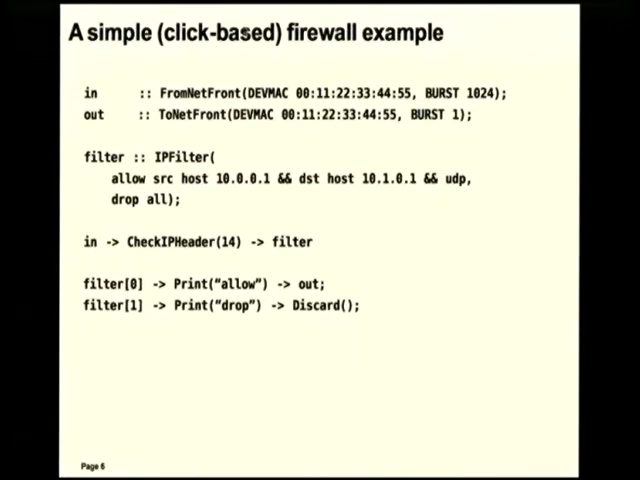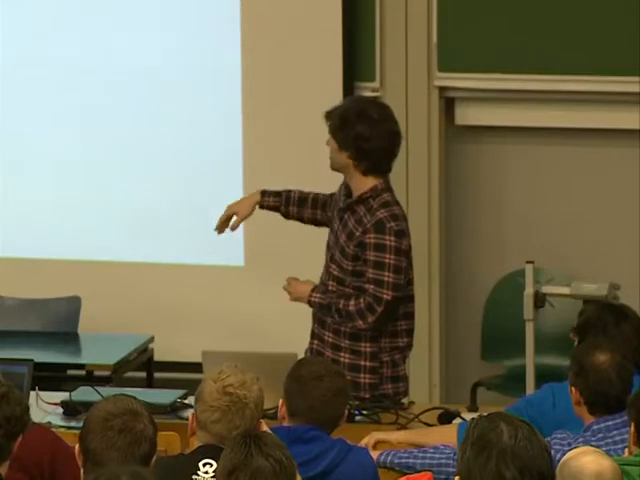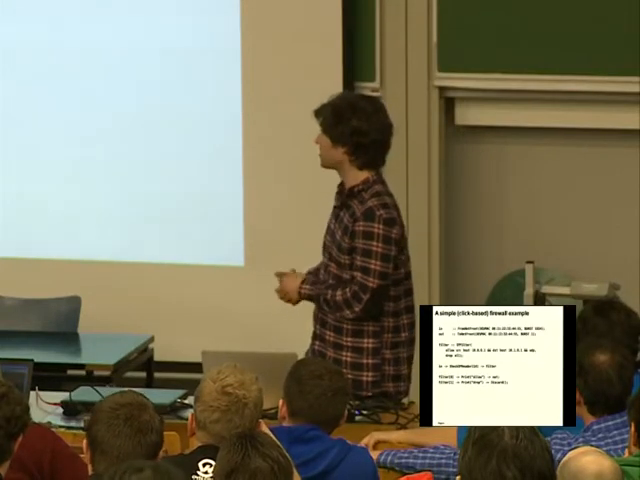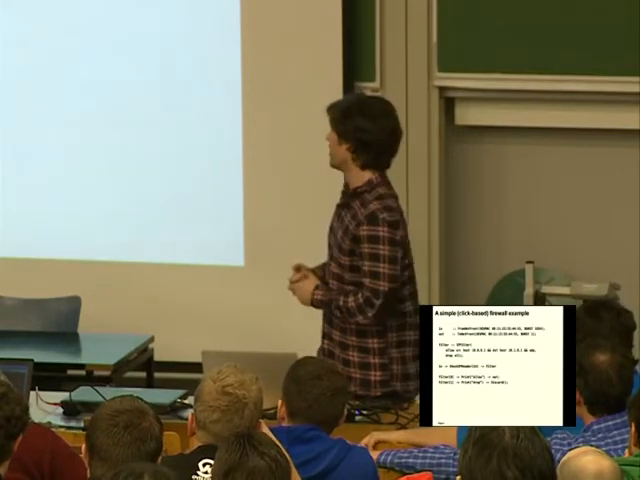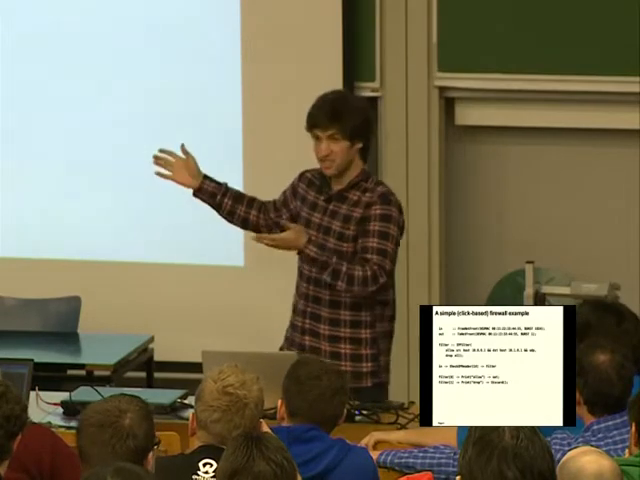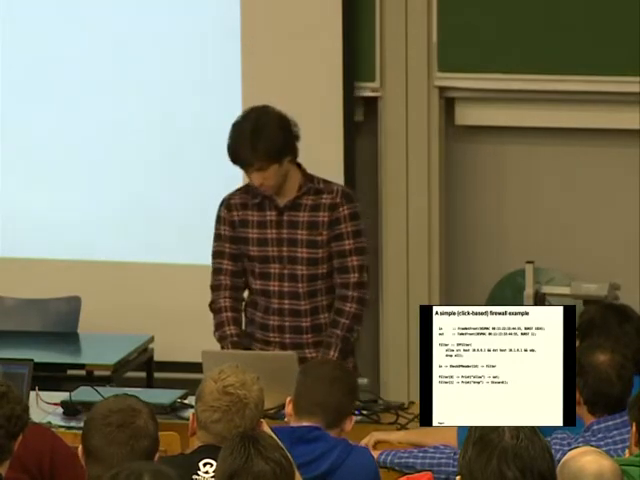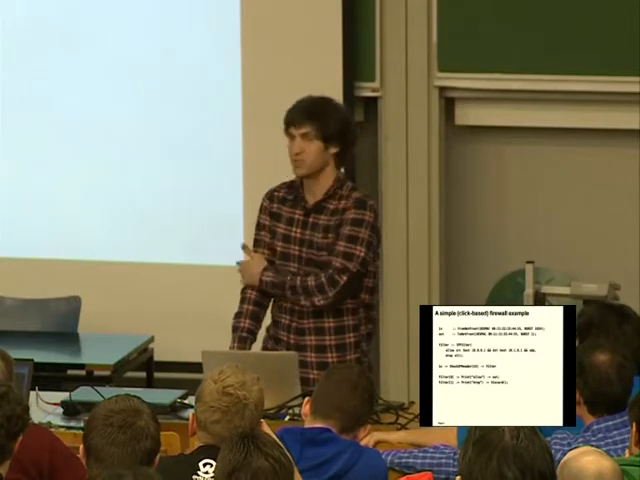An example of a Click configuration looks something like that. You have FromNetfront to receive packets and ToNetfront to send packets out. You have an IPFilter element that allows UDP packets from 10.0.0.1 to destination 10.1.0.1. Otherwise, it drops them all. So you can see that it's quite easy to filter packets, for example.